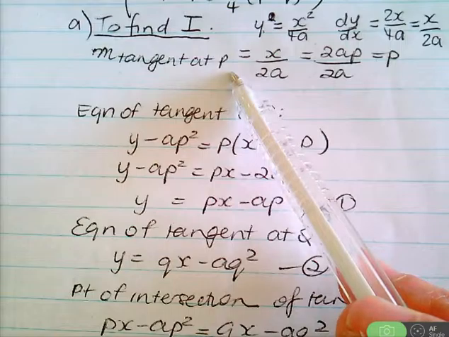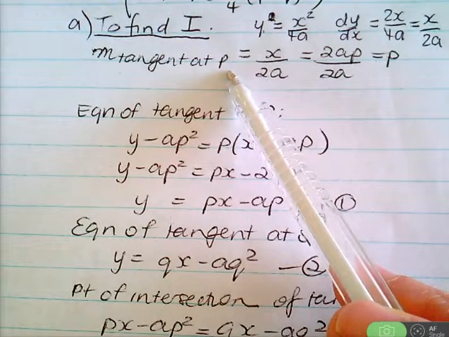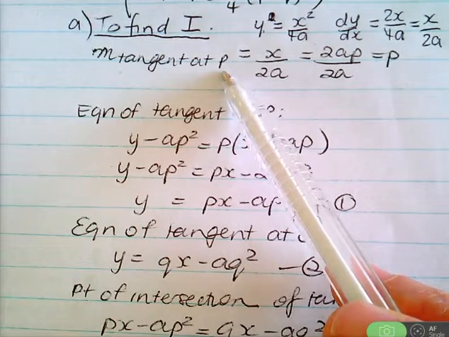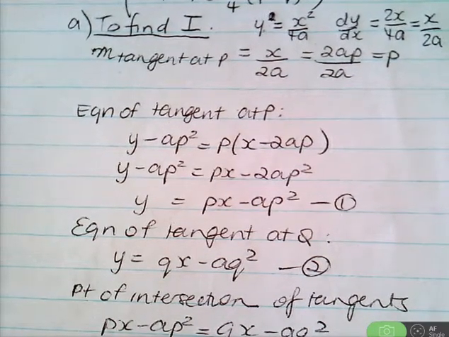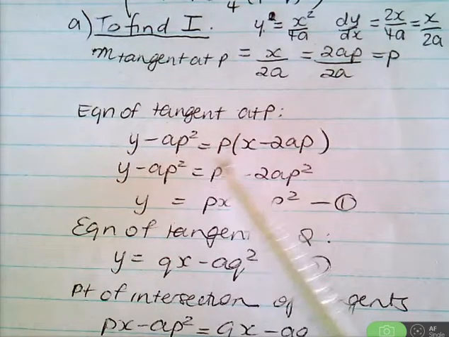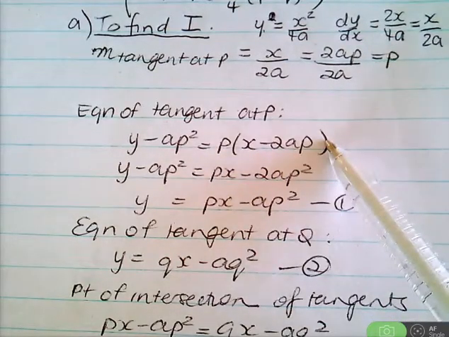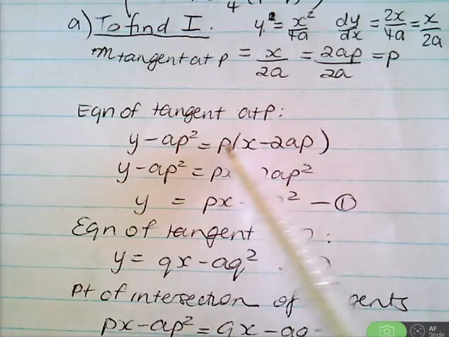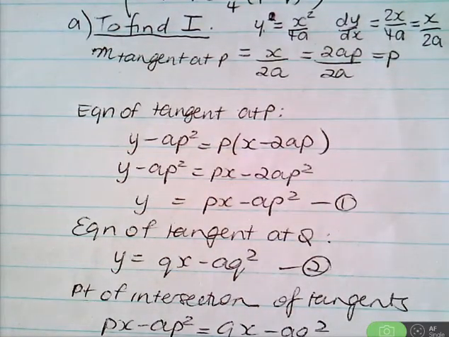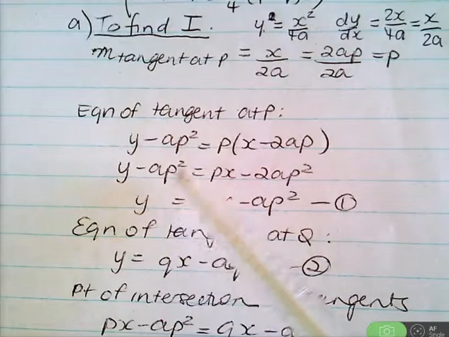The gradient of the tangent at P is where you substitute the x value at point P, which is 2ap. So the gradient of the tangent at P is p. We've done this a few times now. Equation of tangent: y minus y1 equals m(x minus x1). Do you remember this? y minus ap squared is p(x minus 2ap). So I've rearranged that to make y the subject.